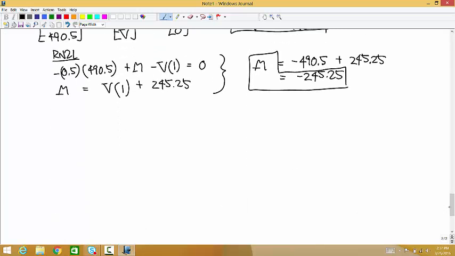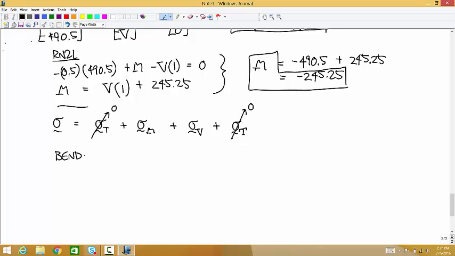All right. So now we have to calculate the stresses. So the total stress is equal to the total stress due to tension plus the total stress due to bending moment plus stress due to shear force plus stress due to torque. We don't have this, and we don't have this. So we just have to figure out what the stress tensor due to the bending moment, the one due to the shear force, and add those together. So let's do bending first.